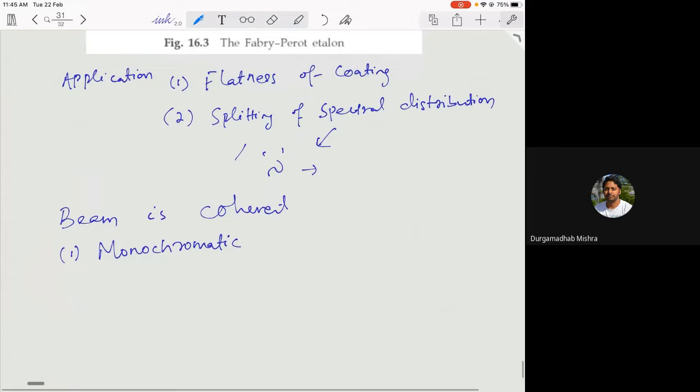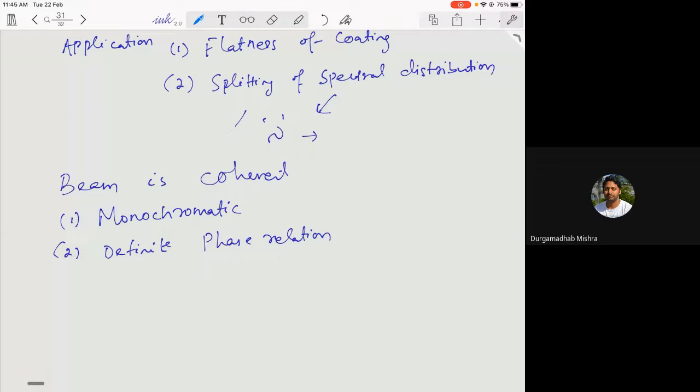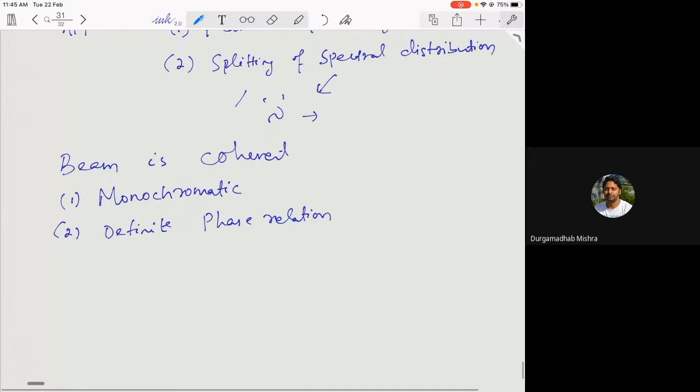and there should be a definite phase relation between two waves which are basically interfering. So if they are interfering, there should be a definite or a constant phase difference. Either they should be in the same phase or the phase difference should be constant. So there should be a definite phase relation between the waves, then only you will observe an interference pattern.